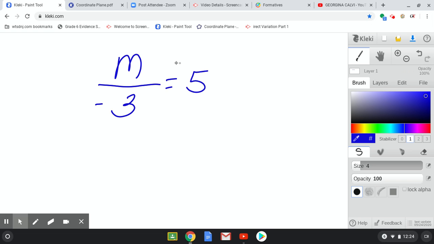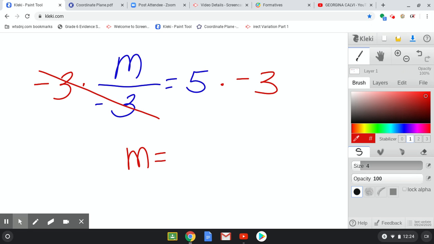So now we know the opposite. In order to get rid of this negative 3, I have to do the opposite operation. This is division, the opposite is multiplication. So I'm going to multiply both sides by negative 3. These cancel and I have my variable by itself. That's what I want. As you know in class, I always tell you, figure out your sign first so you don't forget about it. A positive times a negative is going to give me a negative.